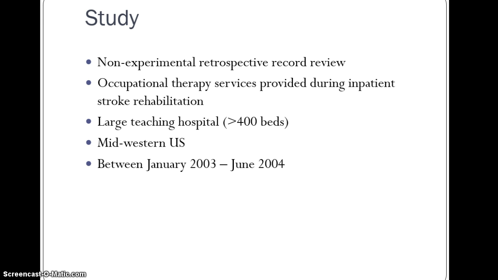This study was a non-experimental retrospective record review of the occupational therapy services provided during inpatient stroke rehabilitation at a large teaching hospital that had greater than 400 beds. It was located in the Midwestern part of the United States. This study was conducted on treatments that were conducted between January of 2003 to June of 2004.